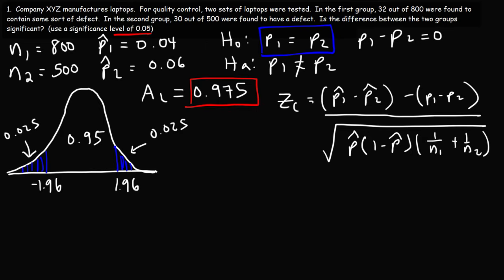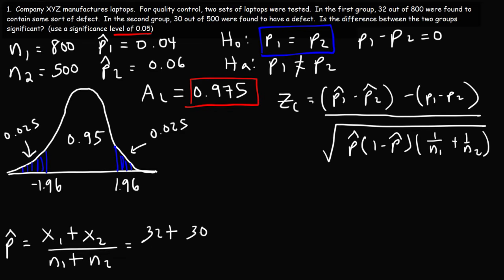Now, what we need to find before we can use this formula is the pooled proportion. Here's the formula that will help you do that. It's x1 plus x2 divided by n1 plus n2. So x1 in this problem is 32, and x2 in this problem is 30. n1 is 800, and n2 is 500.